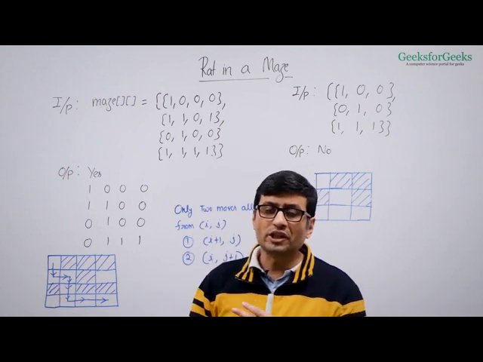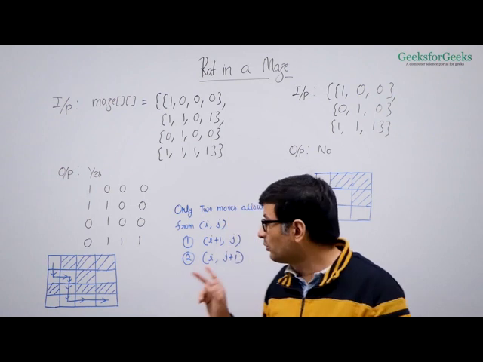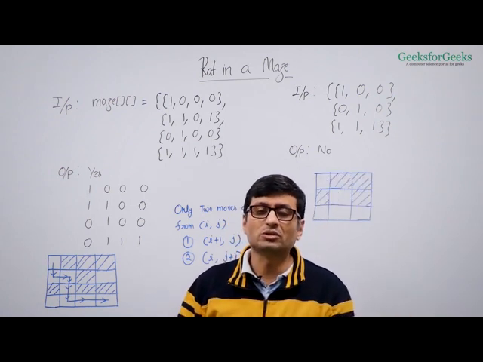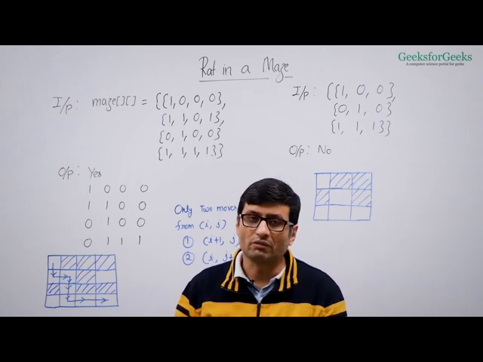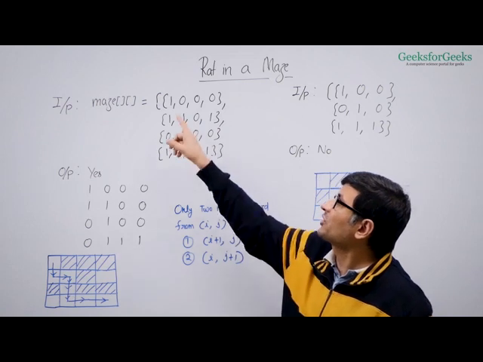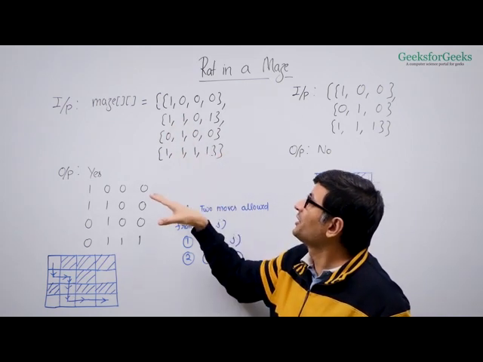So there are two conditions. One is the rat can move only in these two directions, and that too only when these two cells have value one, not blocked. So the rat has to collect this cheese with these conditions.